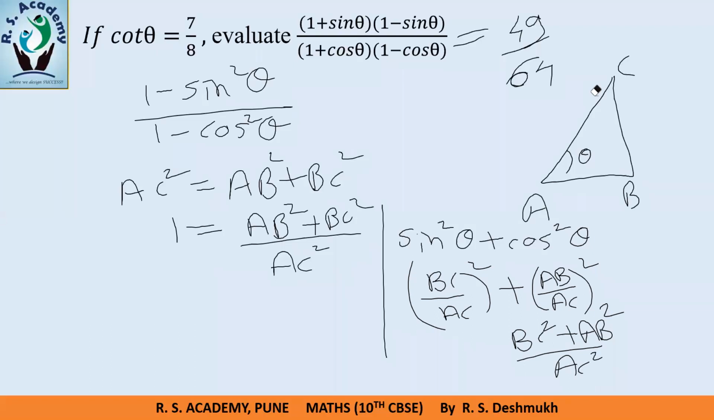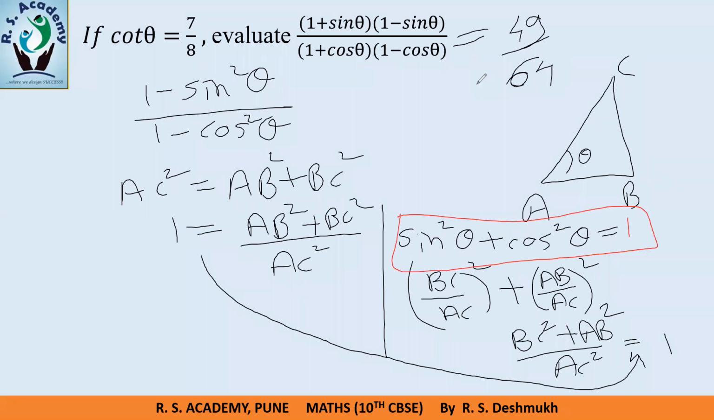But you can check here that AB square plus BC square upon AC square is always 1. So this is nothing but equal to 1. So, dear friends, always keep in mind that sine square theta plus cos square theta is always equal to 1.